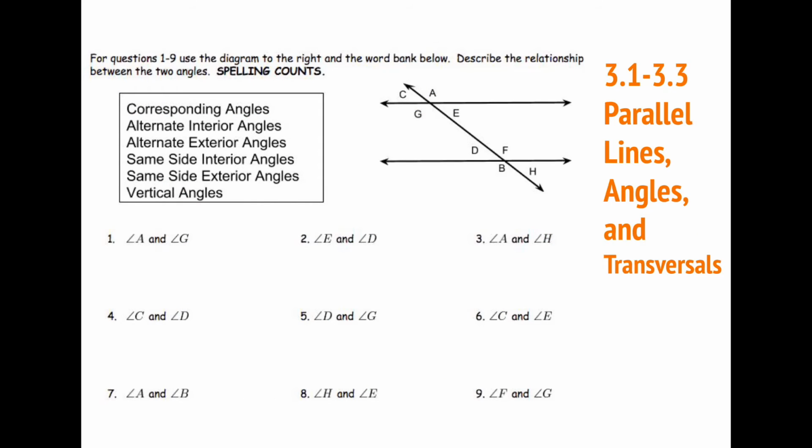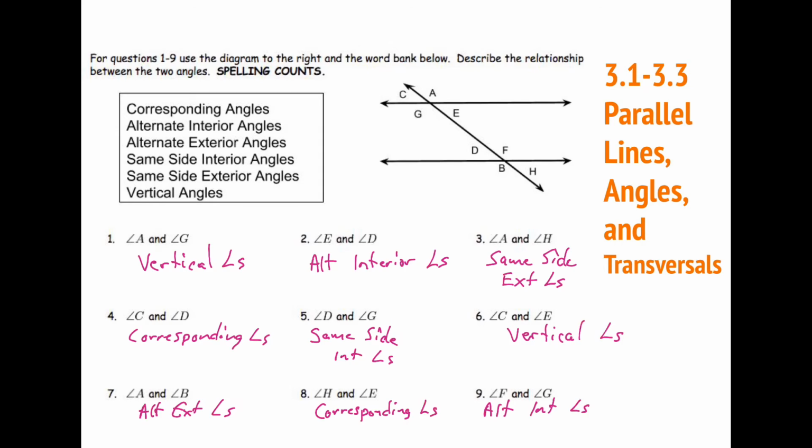All right, next page. So I have another pair of lines here. Go ahead and tell me what the relationship is between these angles, and make sure that you use good spelling as you're going through these. So go ahead, do 1 through 9, and see how you do. When you come back, you will see the answers. So pause the video. All right, so I'm just going to run through these pretty quickly, but you can see the answers here.